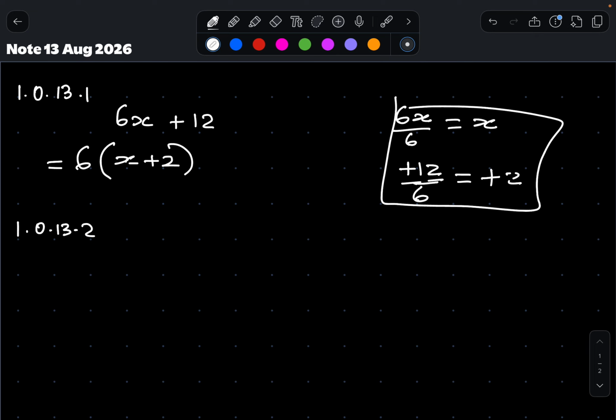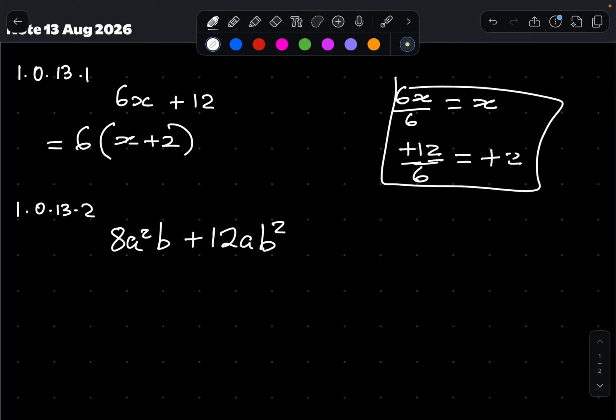Question 1.0.13.2. We are given 8a squared b plus 12ab squared, and we are asked to factorize this fully. The first thing that you need to do, as always, ladies and gents, is to find the highest common factor of the terms.